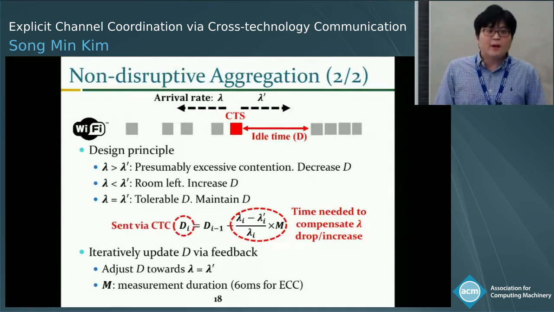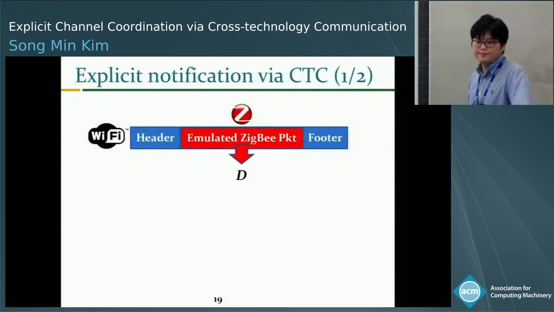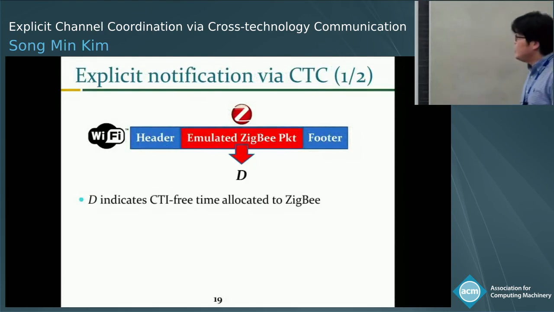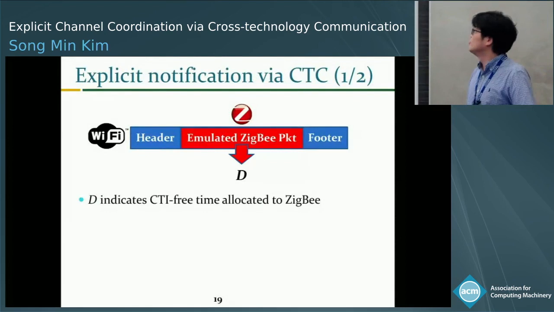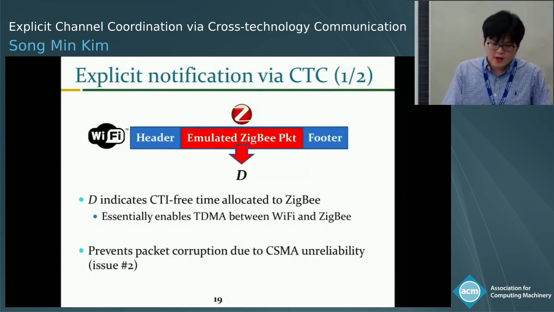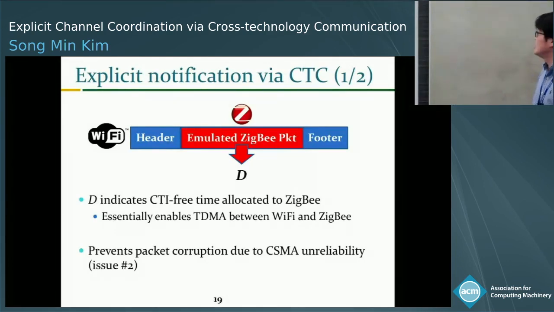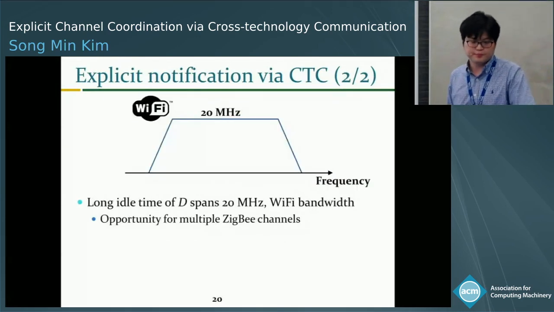After this, the updated D is sent to ZigBee through CTC, where D actually indicates the CTI-free time allocated to ZigBee. This essentially enables TDMA between Wi-Fi and ZigBee. Note that this prevents packet corruption due to CSMA unreliability, which was issue 2.